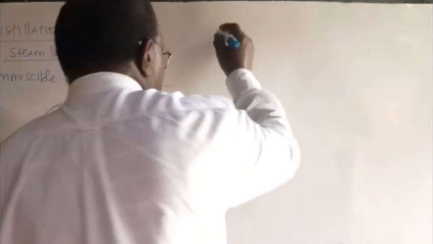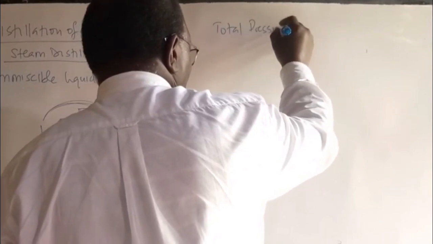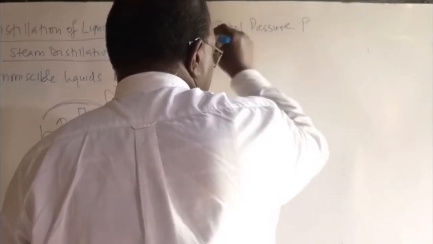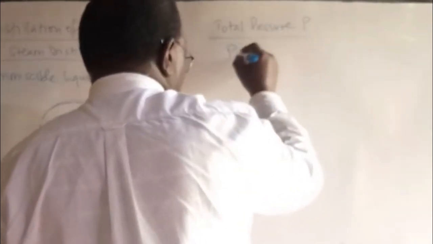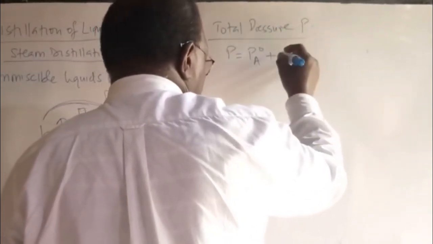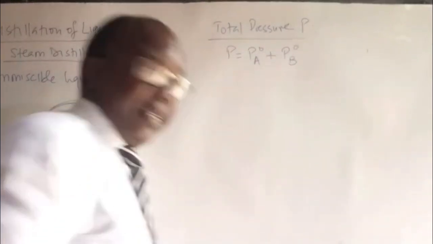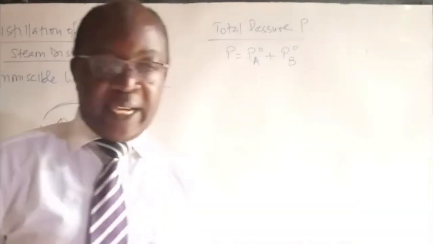That is, the total pressure P can be expressed as P is equal to the vapor pressure of pure A plus the vapor pressure of pure B. Very important for us to note that.